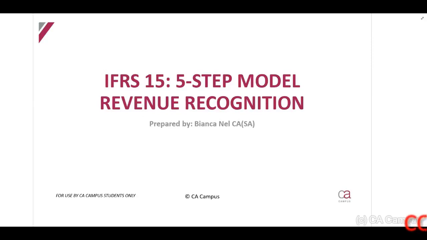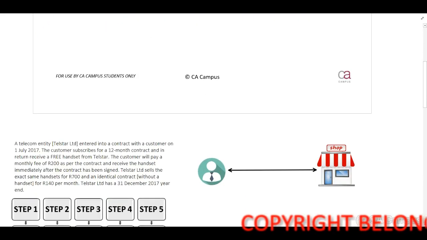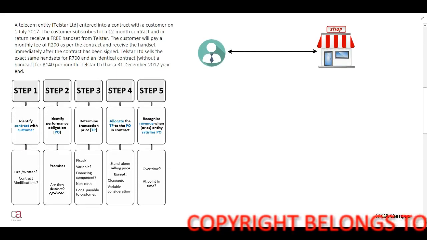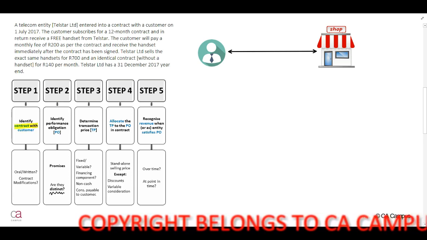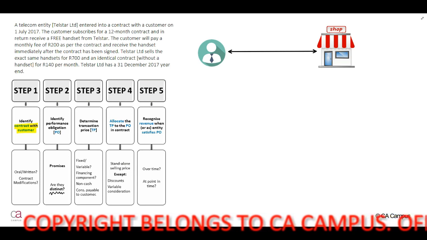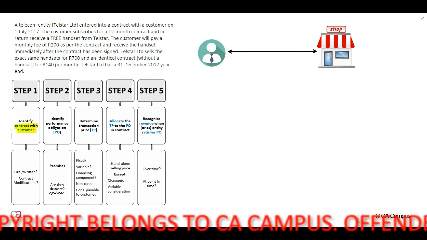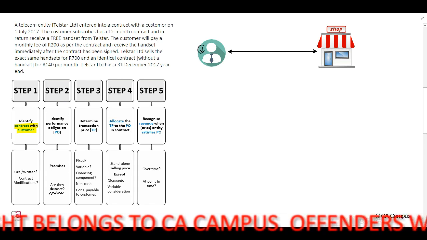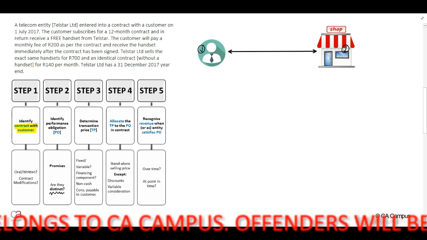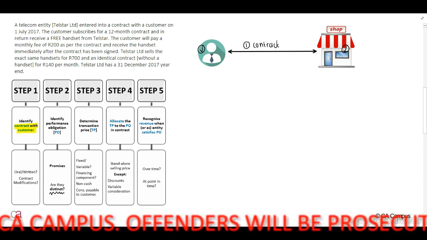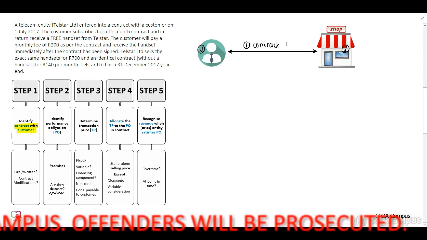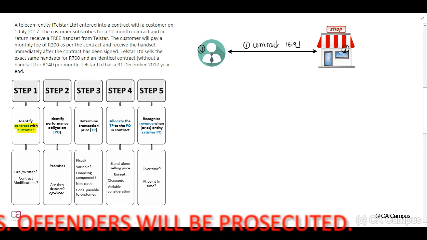In this recording, we will work through a basic example on how to apply our IFRS 15 5-step model revenue recognition. Before we look at the example, let's revise our 5 steps. Step 1, we need to identify the contract with the customer. Now, when you look at our diagram or picture on your right-hand side, there has to be a customer and an entity. In our first step, there has to be a contract between these two parties, an agreement in terms of the criteria of IFRS 15 paragraph 9.